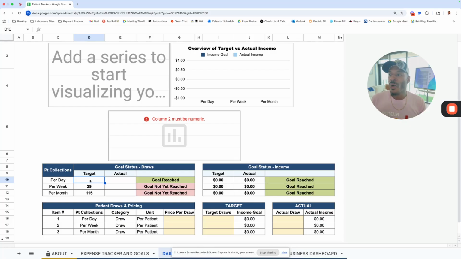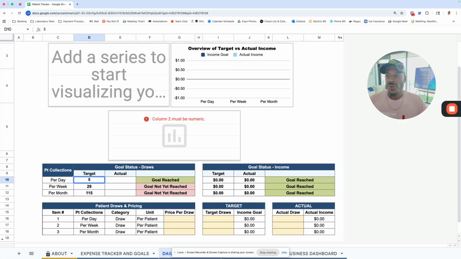So all we're going to do here is take that 29 and divide that by how many days are in a week? 7. So now you're going to get 4.14. No such thing as 4.14 patients. So you're going to round up to 5. So we need to see 5 patients a day, 29 per week, 115 per month to hit our goal that we once looked at, which was that $6,856, right?